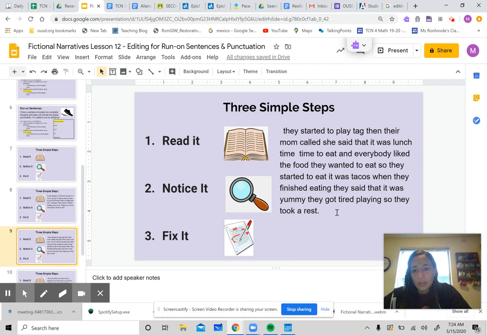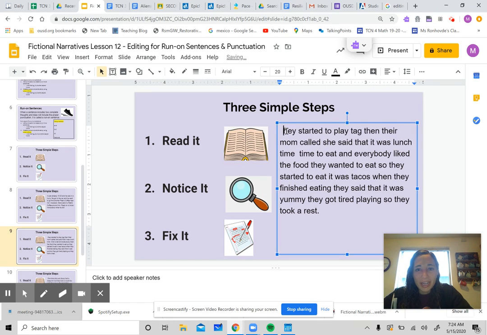Okay, again, you're going to be putting your thumb up as we read it. Capital letter, you spied it. Beginning of a sentence. They started to play tag, then their mom called. Okay, so two complete thoughts. They started to play tag, then their mom called. We can actually put a comma here. Then their mom called.